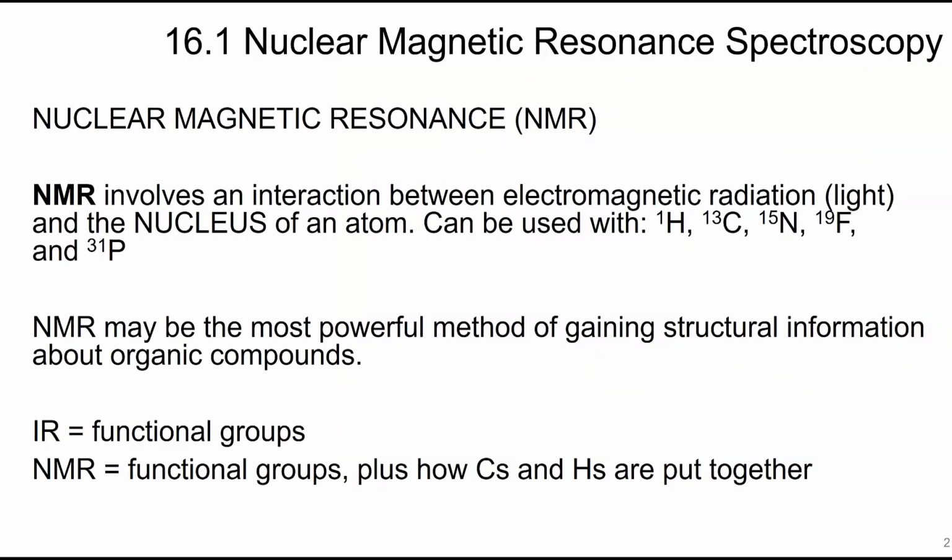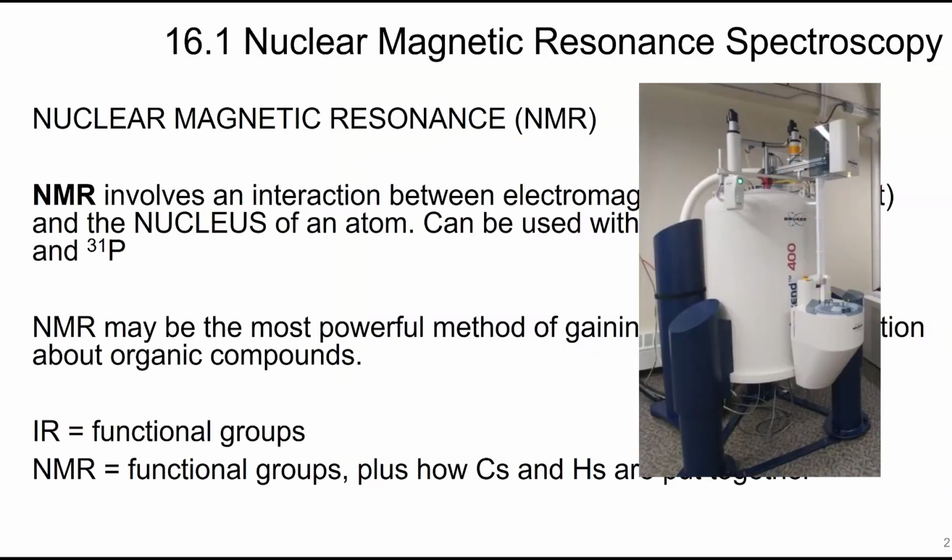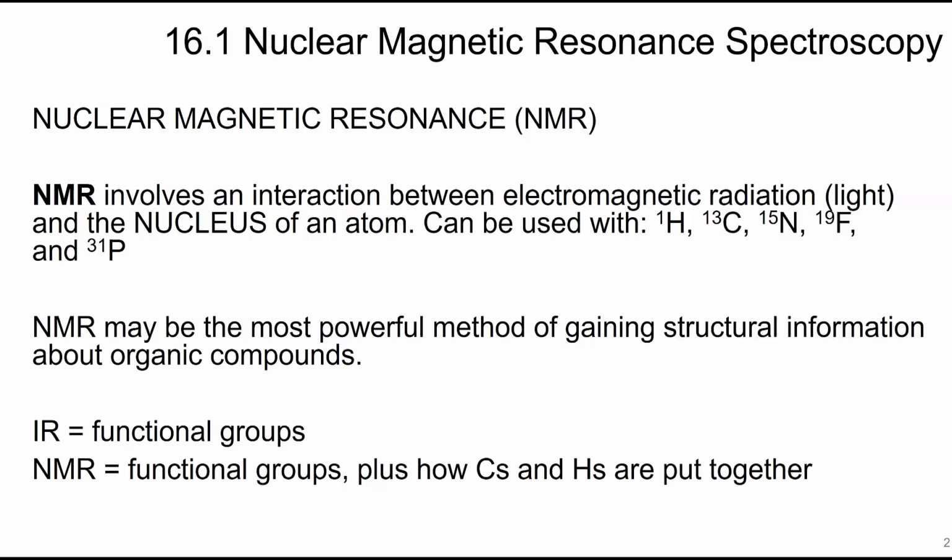Nuclear magnetic resonance, or NMR, also is known as that giant instrument down in the corner of Crawford. So NMR involves interactions between electromagnetic radiation and the nucleus of an atom. And we can use NMR with any nuclei that have an odd number of protons. The most common is proton, or HNMR, and then this is the CNMR. But we can also use it for nitrogen, fluorine, and phosphorus 31 NMR.